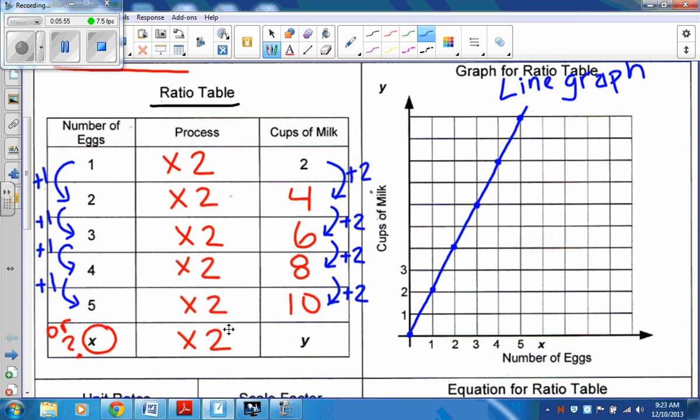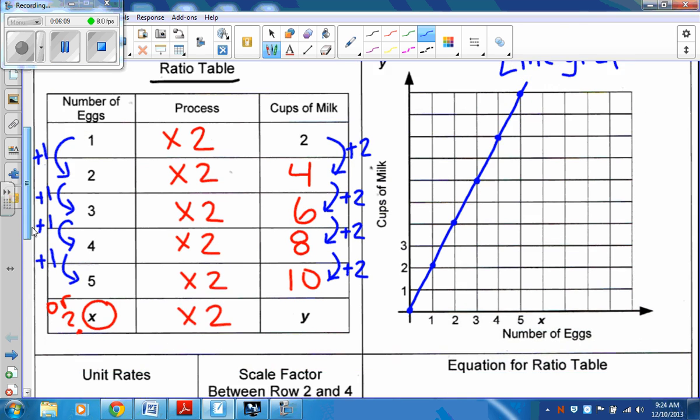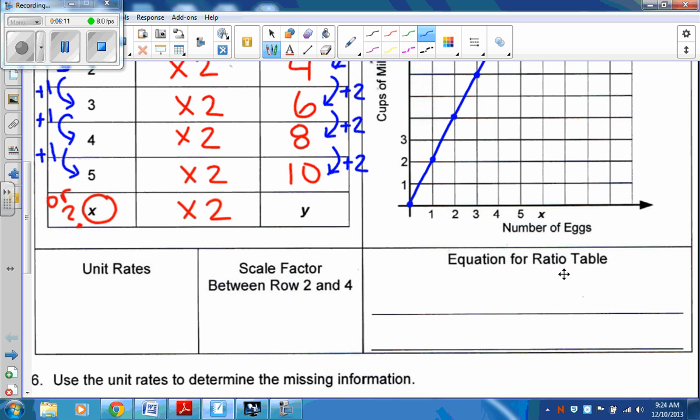So this is a proportional relationship because I have a constant rate of change. I have a straight line. And if I were to put this equation in y equals form, here's the equation box right here. The equation for the ratio table, if I wanted to know any amount of eggs I needed, I would write y equals 2 times the variable x.